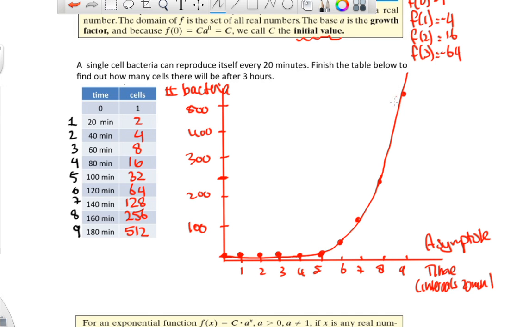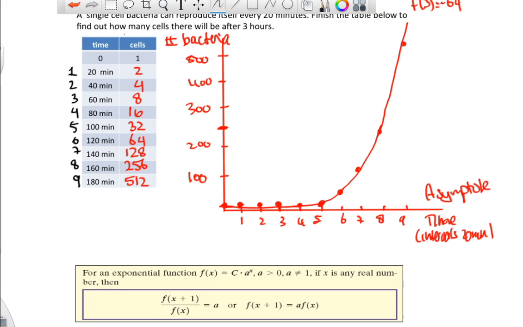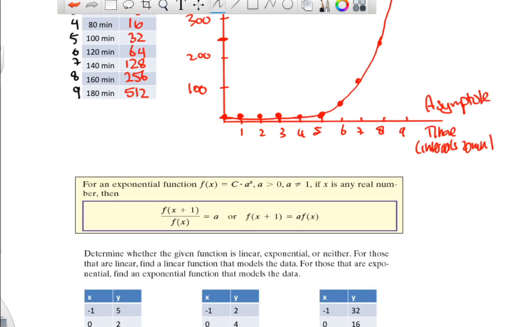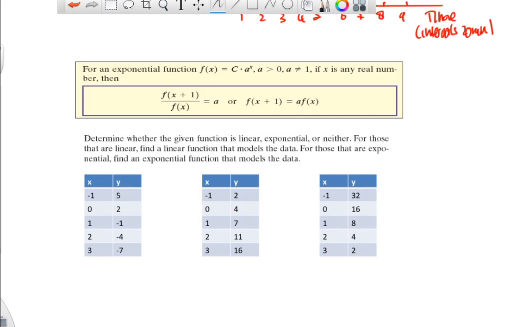It's sharply increasing, it stays above the x-axis, it doesn't drop below, so asymptotes and no negative values, at least not if you have a positive starting initial value. Okay? If you have to check if something is an exponential function, then one way that you can do that is you can take consecutive numbers.